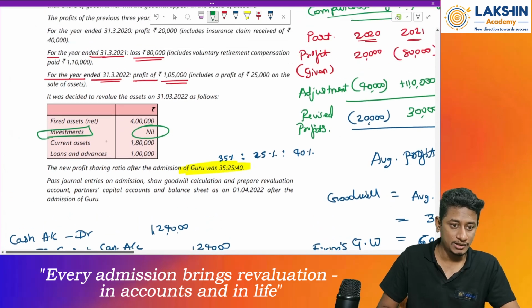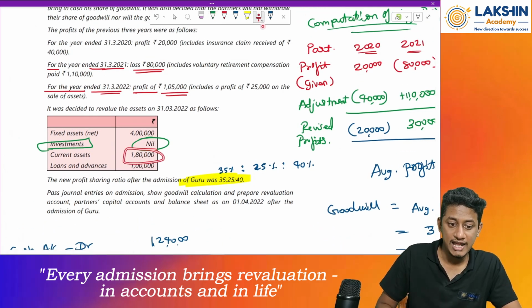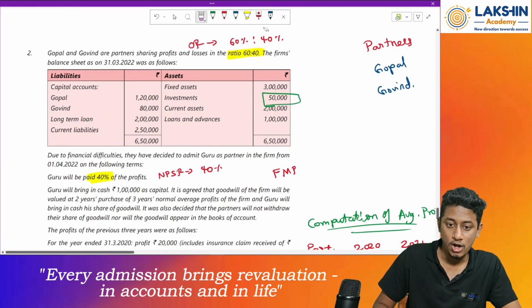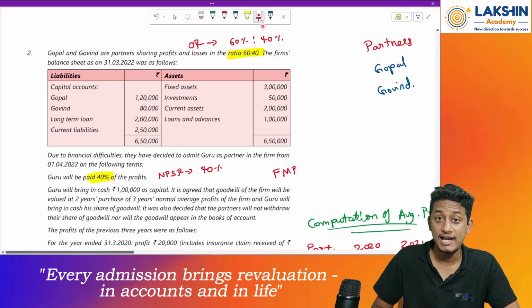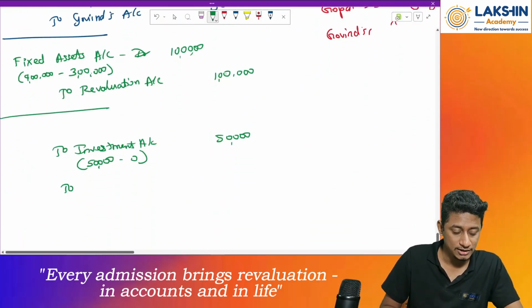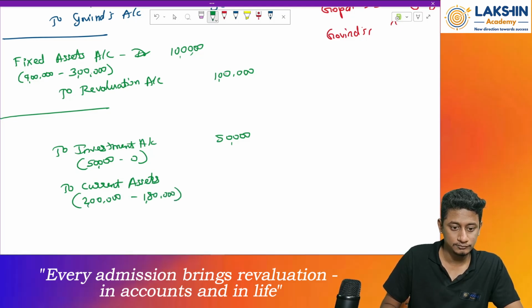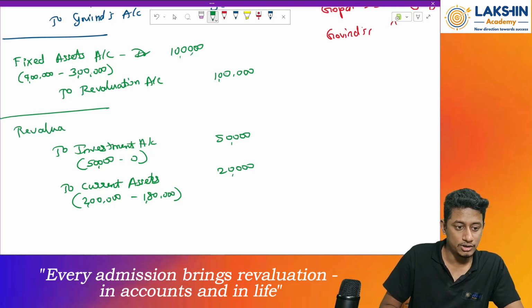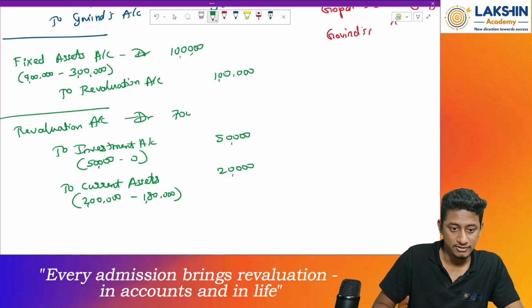Minus 0. Then current asset value has reduced to rupees 1 lakh 80 from what? Sorry, from rupees 2 lakh the value has been reduced to rupees 1 lakh 80. So therefore 20,000 rupees has been reduced, right? 2 lakh minus 1 lakh 80. Current assets, rupees 20,000. Now this is again transferred to revaluation account. Rupees 50,000 plus 20,000 is rupees 70,000.